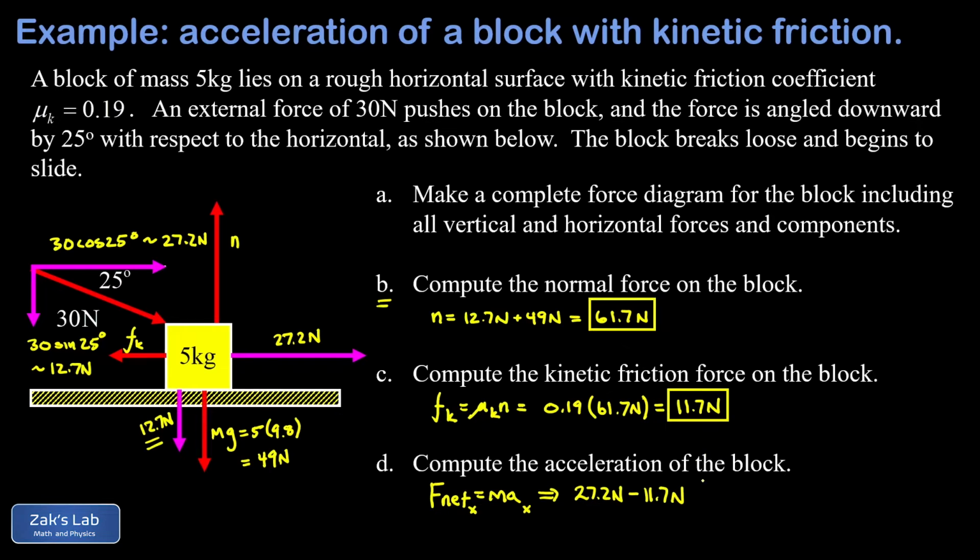This is going to be equal to the mass of the block, that's 5 kilograms, times what we're looking for here, the x acceleration. So we smash the numbers into a calculator, we do the subtraction on the left and then divide by 5. And when we do this, we find an acceleration, just keeping our usual 3 significant digits here, of 3.10 meters per second squared. And that's it.